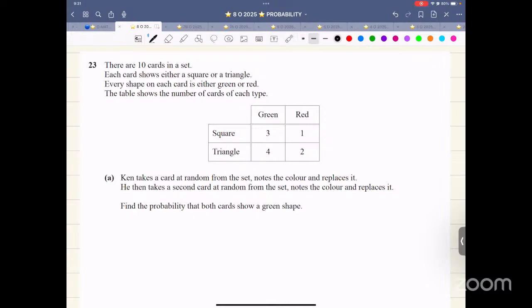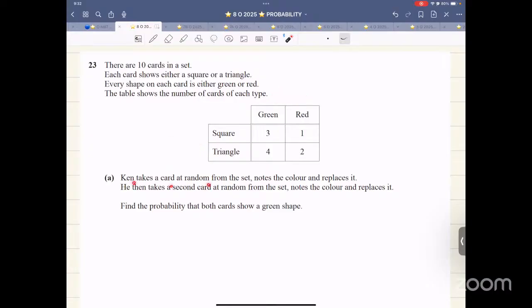So now this is like a table. So how will we read it? We will read it like this. So we will say there are 3 green squares. There is 1 red square. There are 4 green triangles, and there is 2 red triangles. The table shows the number of cards of each type. So it's based on color, it's based on shape. So this is shape and this is color.